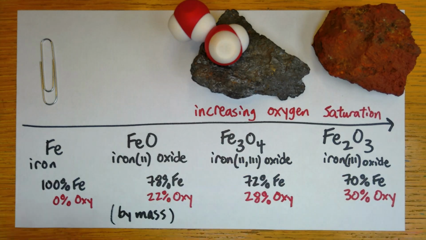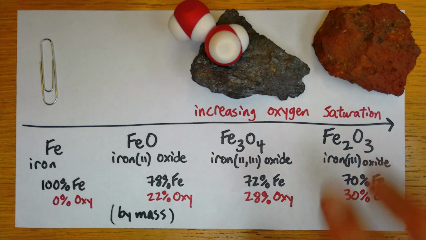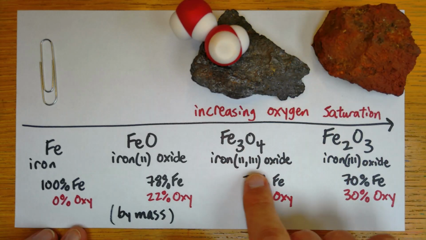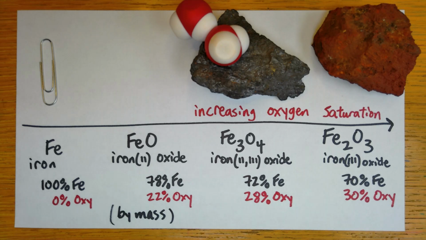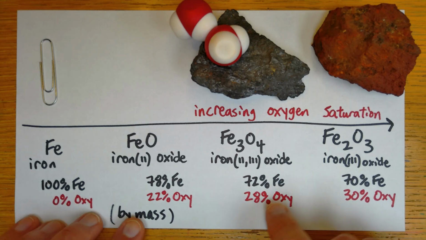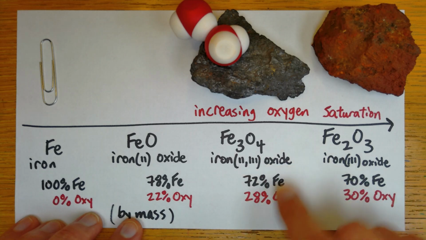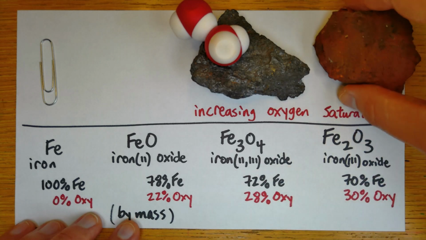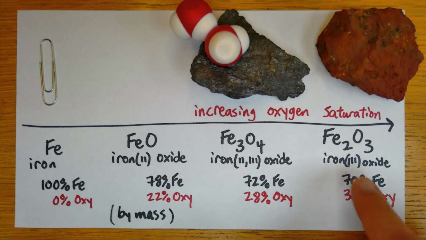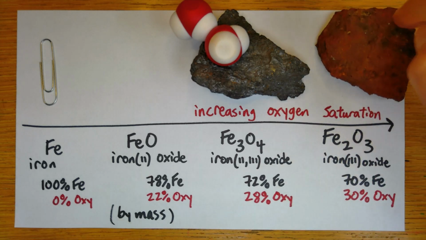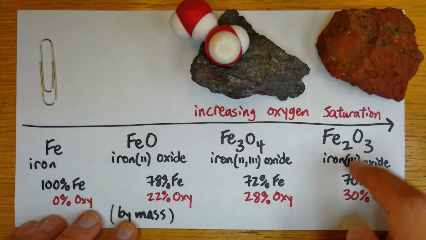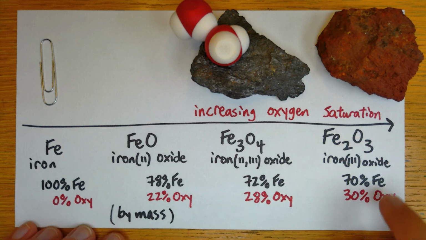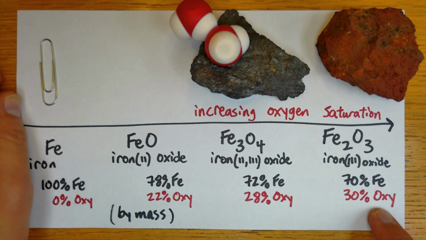All right, and then we can see more increasing oxygen saturation in the mineral. If you have iron 2, 3 oxide, a mix of 2+ and 3+, you're close to fully saturated in oxygen, but not quite yet. We have 72% iron and 28% oxygen. Full saturation of oxygen occurs when you have iron 3 oxide, like this hematite here. Iron's highest charge possible is 3+. So if you have all your irons as 3+, then you have 70% iron and 30% oxygen.